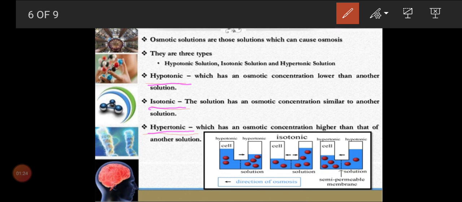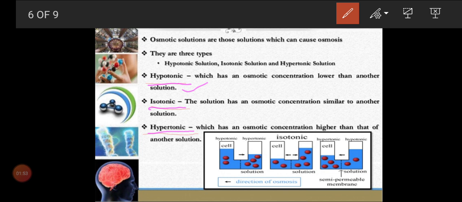First we'll see the hypotonic solution. What do we mean by hypotonic solution? We know what a solution is. Solvent plus solute equals solution. For example, how do we prepare a solution? Imagine we take a glass of water and add 1 teaspoon of sugar. Sugar is the solute, water is the solvent, and we get a sugar solution. This is a very simple solution.